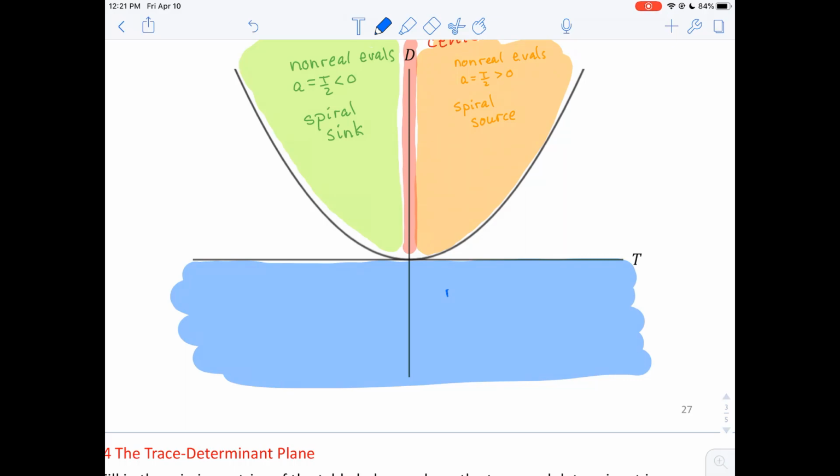So we have real, comma, distinct evals, and we have a negative determinant, which suggests that lambda 1 times lambda 2 is also negative, which means they're opposite signs. So we have saddles.